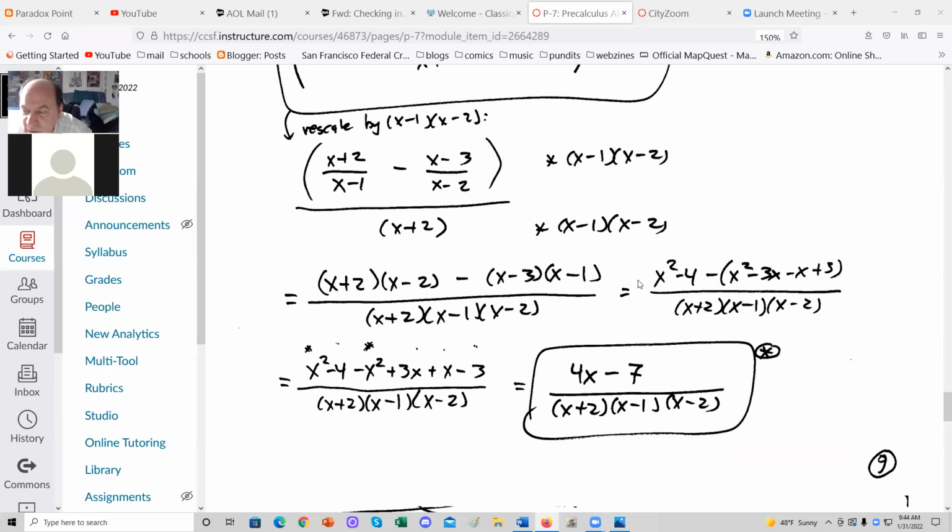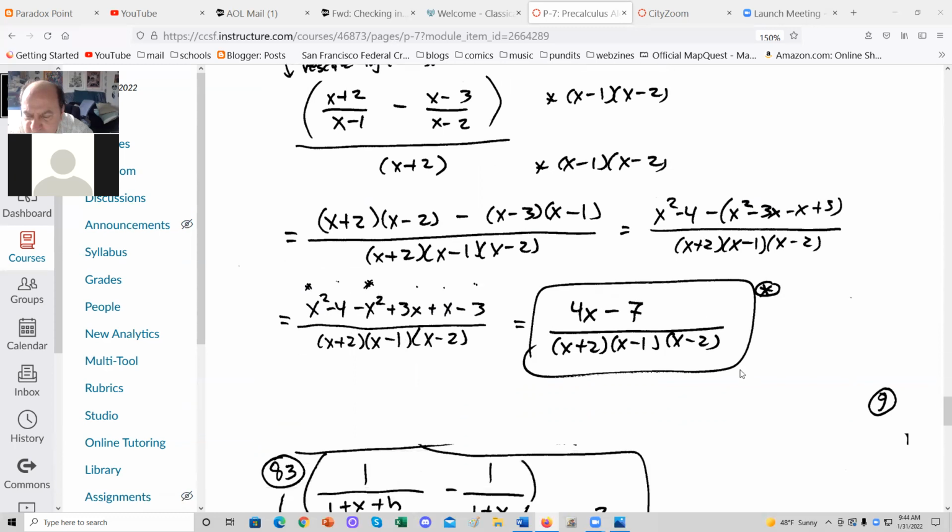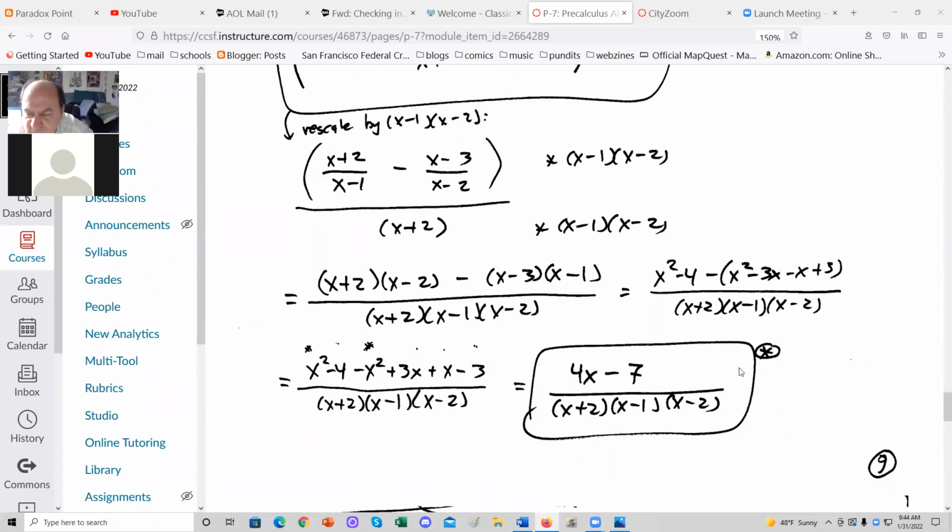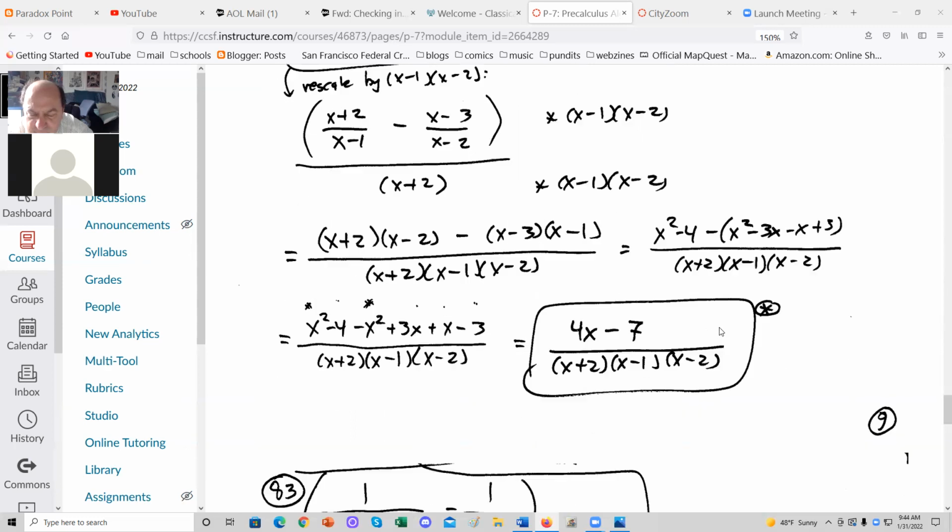Okay, distribute by FOIL, get all this. And now flip the sign of each of these terms in here because of this minus outside the parenthesis. x squared minus 4 minus x squared plus 3x plus x minus 3, all over (x plus 2)(x minus 1)(x minus 2). Now for this one, a lot of terms cancel. x squared minus x squared goes away. We have 3x plus x makes a 4x. Minus 4 minus 3 is minus 7. So there we are: (4x minus 7) over (x plus 2) times (x minus 1) times (x minus 2) solves this.